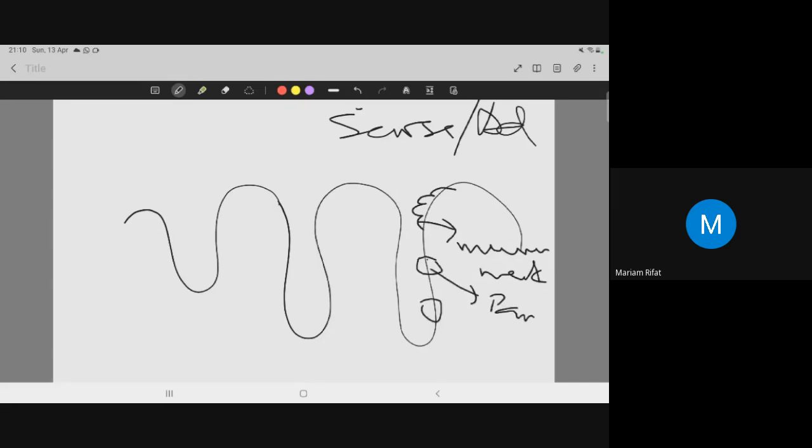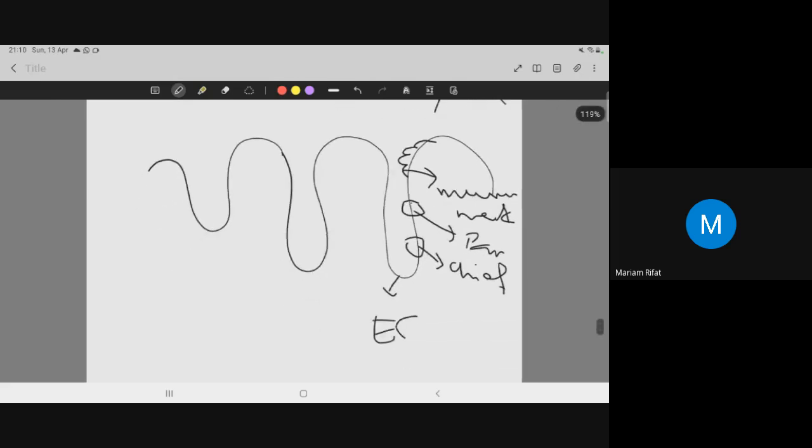Okay, then come your chief cells, and then you have enterochromaffin cells. So why is knowing this histology important?